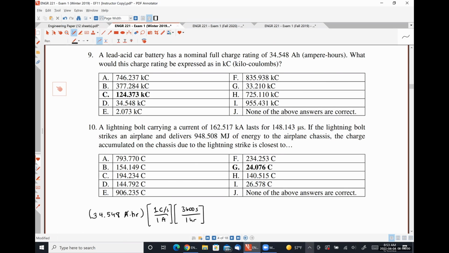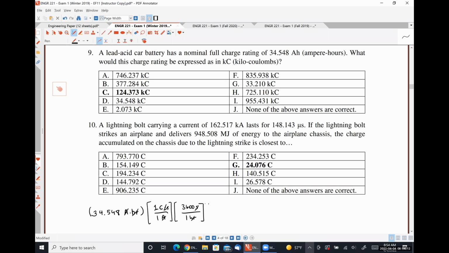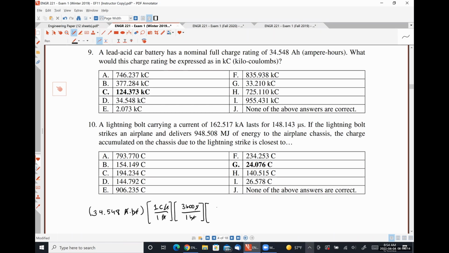So the amps cancel, hours cancel, and then per second cancels second. So that gives me an answer in coulombs. And then if I want kilocoulombs, 1,000 coulombs per kilocoulomb. Coulomb cancels coulomb. There we go. Multiply those numbers out. That's number 9, just playing with units.